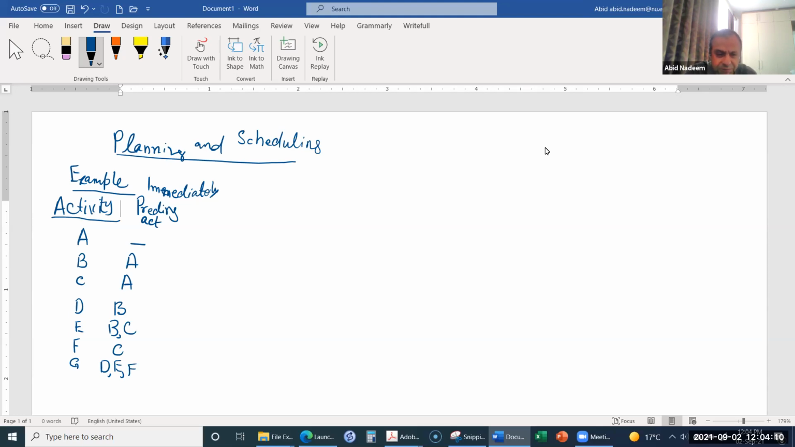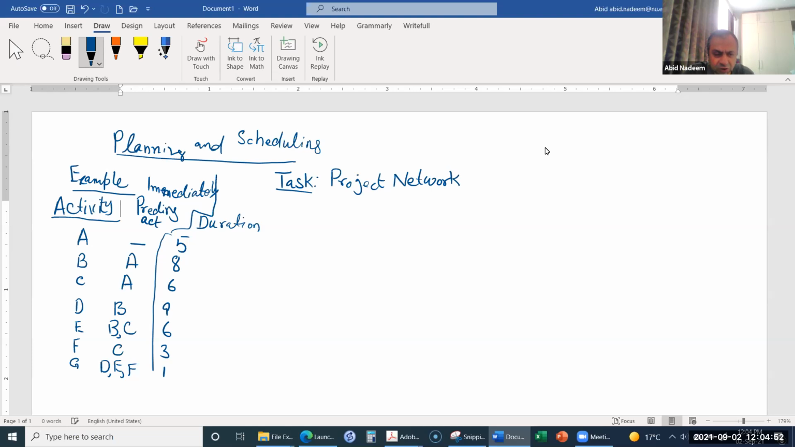Okay, and then you also know the duration for each activity. So the duration of each activity is 5, 8, 6, 9, 6, 3, 1. Okay, so now our task is to draw the project network.